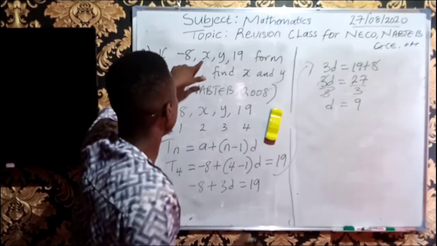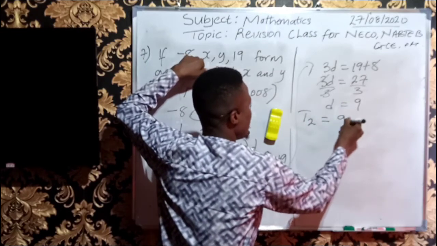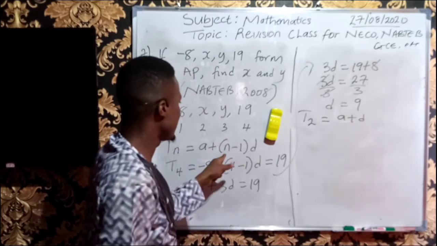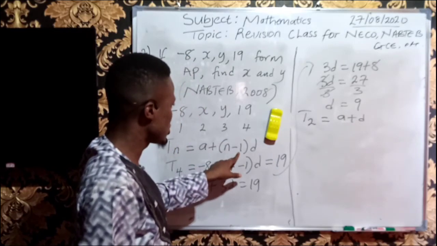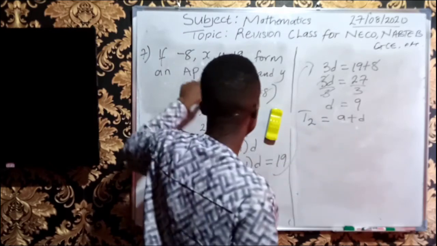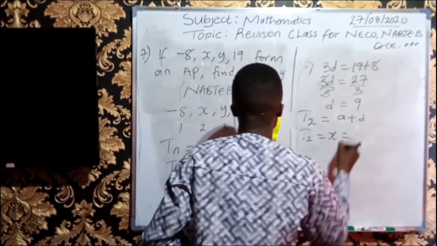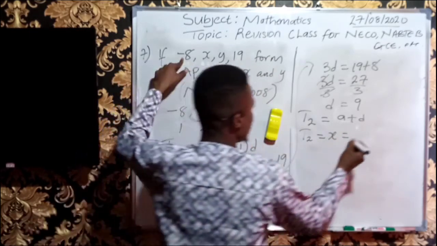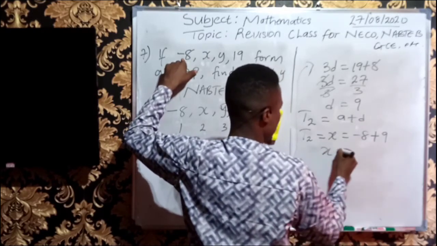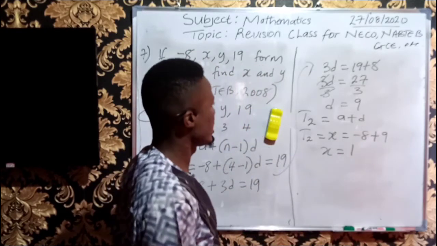So if I want to get the value of x, x is T2. And for T2, the formula is just a plus d. Or you use the general term here, because if I put 2 here, 2 minus 1 is 1, and 1 times d will give you back your d. That's why I said a plus d. T2, which is equal to x, will now be a, which is minus 8, plus d, which is 9. So minus 8 plus 9 will give us 1. So x is 1. Let us get y.